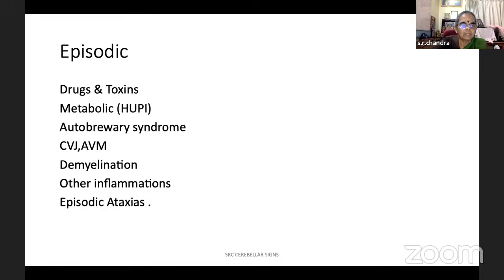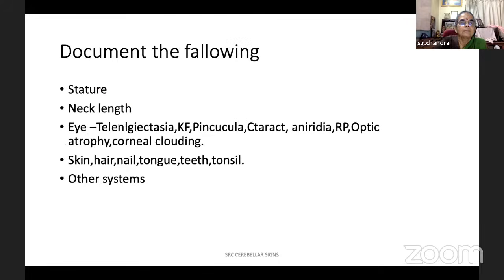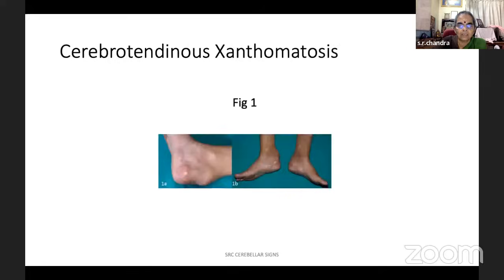That is auto-brewery syndrome; intermittent ataxia linked to carbohydrate meals. Then there are craniovertebral junction anomalies, arteriovenous malformations, demyelinations, inflammations, and genetic episodic ataxias. Then you record the stature and neck length, and look for telangiectasia, Kayser-Fleischer ring, pinguecula, cataract, aniridia, retinitis pigmentosa, optic atrophy, corneal clouding, skin, hair, nails, tongue, teeth, tonsils, and other systems.